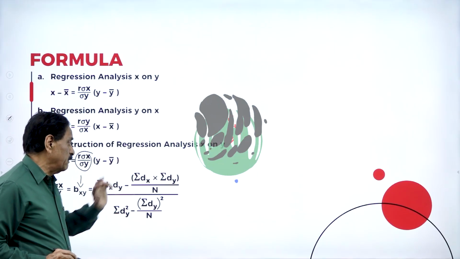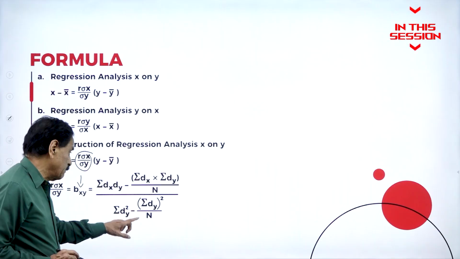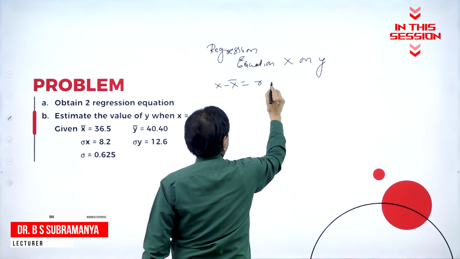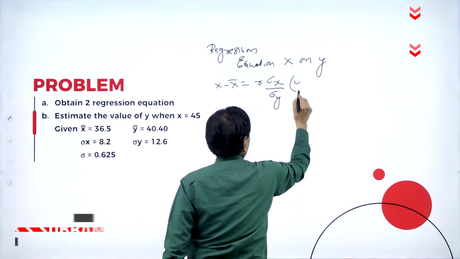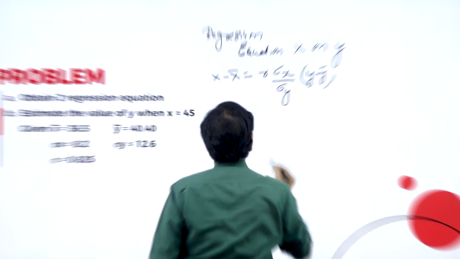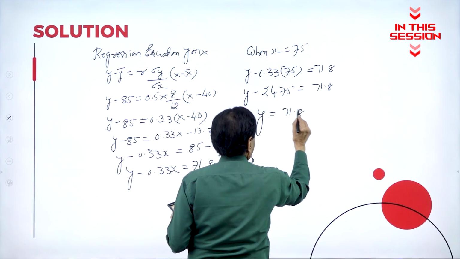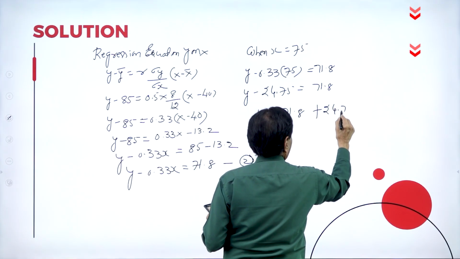Sigma dx dy divided by n, divided by sigma dy square minus sigma dy whole square divided by n. X minus x mean equals r into standard deviation x divided by standard deviation y into y minus y mean. Y is equal to 71.8. You take this number, 24.75.